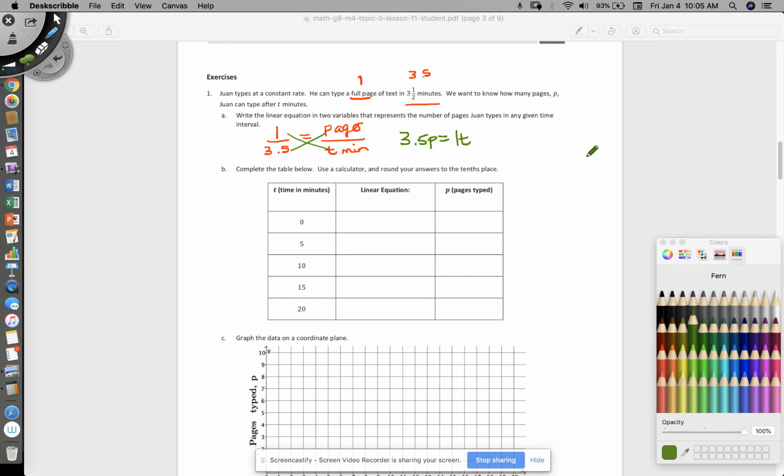right now. I know we don't typically write the 1, but just for right now, I'm writing it so you understand where I got that, where the 1 went and where I got the t from. Now, we're going to go ahead and divide this out because I want that p to be by itself. These cancel, and so the number of pages is equal to the time divided by 3.5. So that's going to be my equation.